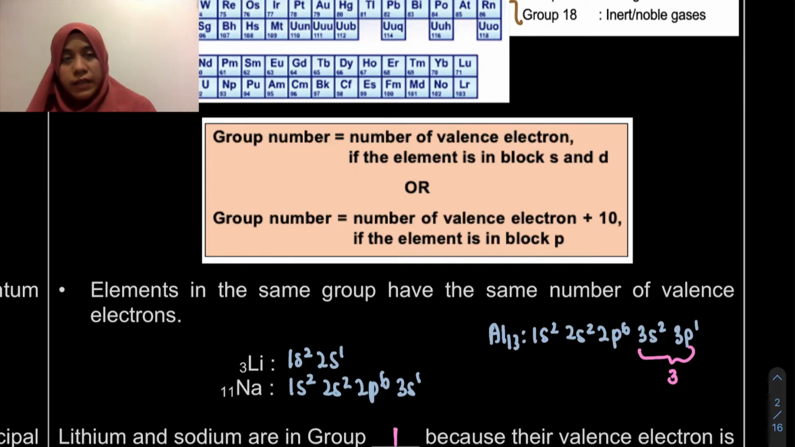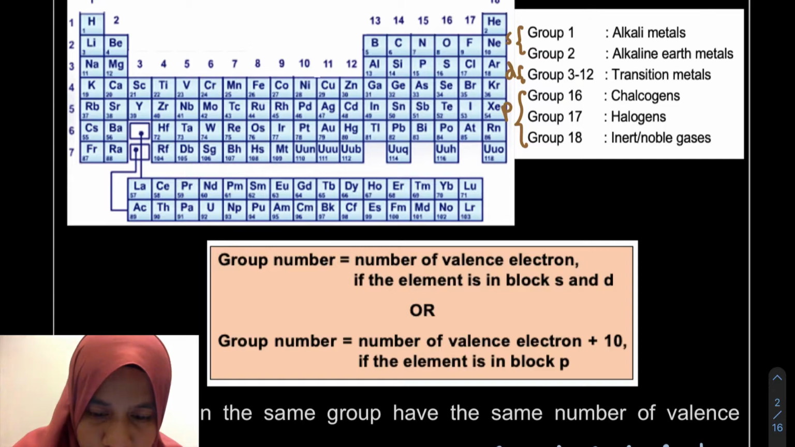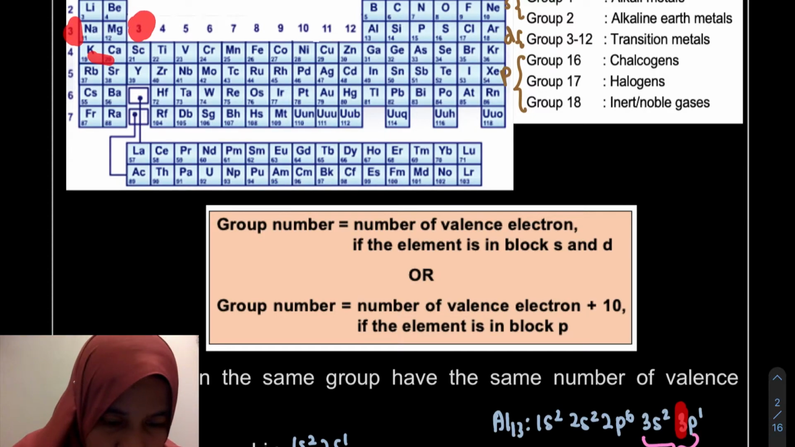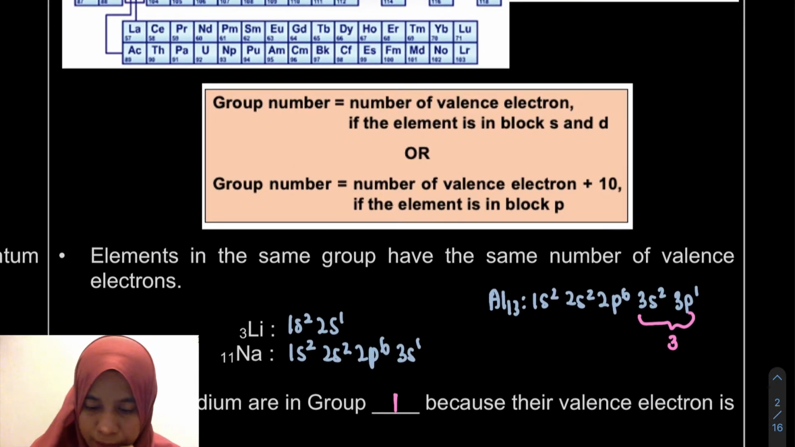Okay, but then, if you look back, if the valence electron is 3, the group must be 3. But actually, our aluminium is not in group 3. And then, if we look here, it's actually n equal to 3. So, it means period 3. Then it must be in group 3. But there is no period 3 group 3. There's no element there. So, that's why if it's P block, what you're going to do is actually add 10.